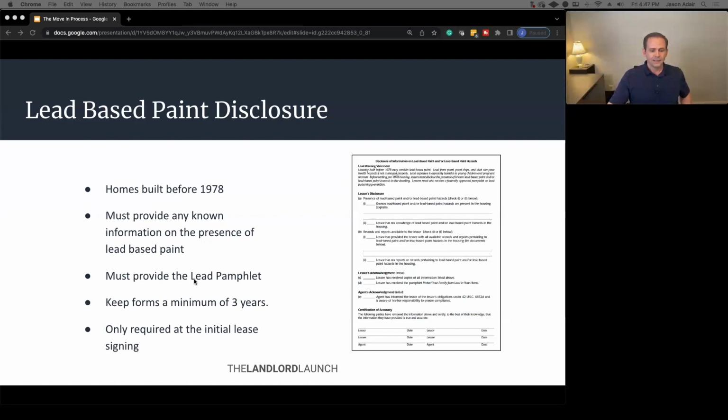You have to provide them the lead pamphlet, which we'll take a look at, and then we need to keep those signed forms for a minimum of 3 years after that person moves out. So just hold on to those documents. And what's nice about this is that you only really need to have it signed at the initial lease. So if somebody lives there 5 years, as long as they signed one of these when they first moved in, that's all you really have to worry about. You don't have to sign a new one every time you do a lease renewal.